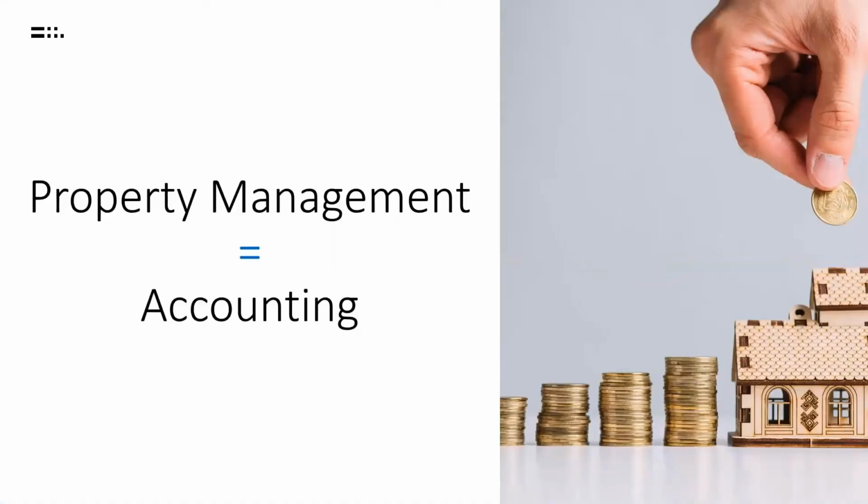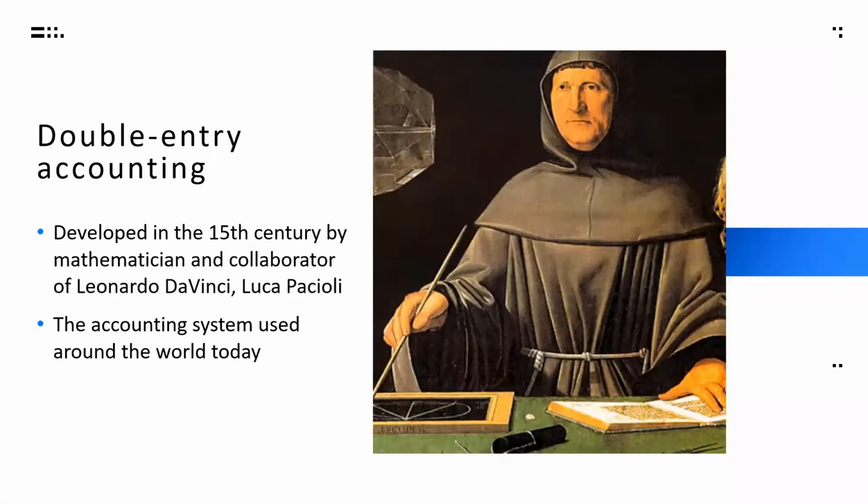Now that you've gotten involved in real estate and property management, do you ever find yourself wishing you had paid closer attention in accounting class? Although property management ultimately deals with people and where they live, or a space that a business occupies, at its core, it's simply accounting. Let's talk a little bit about the accounting system that the world uses today. It's called double entry accounting, and it was first developed back in the 15th century by a friend of Leonardo da Vinci named Luca. It's clearly a good system if that's what we're using today.